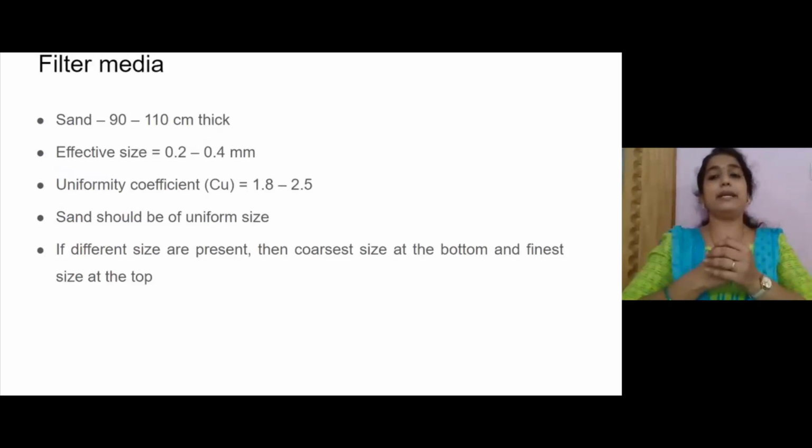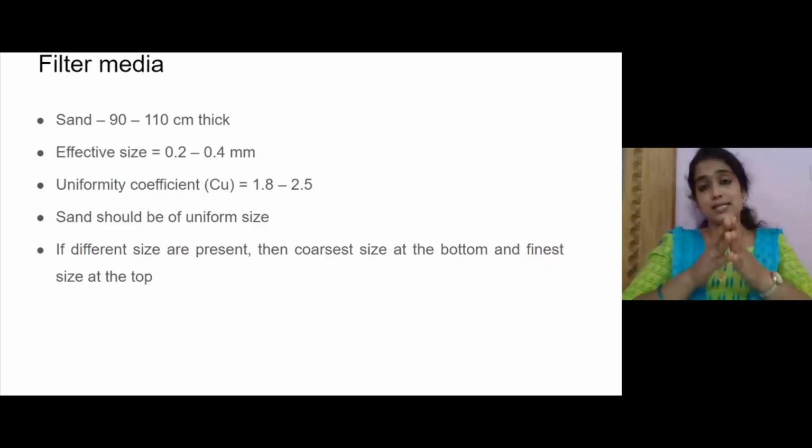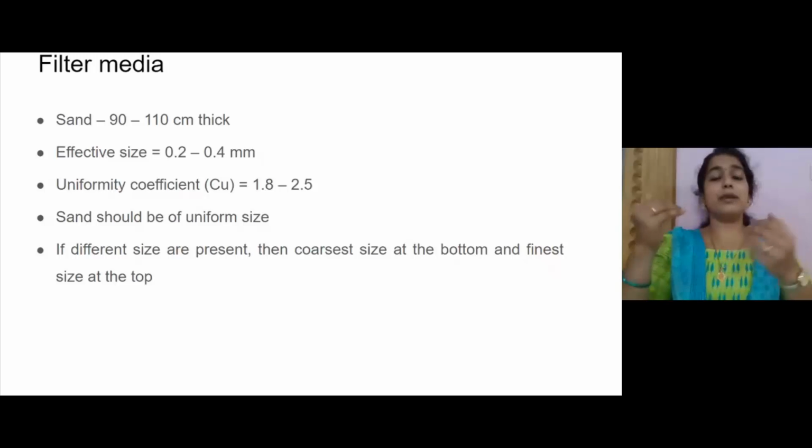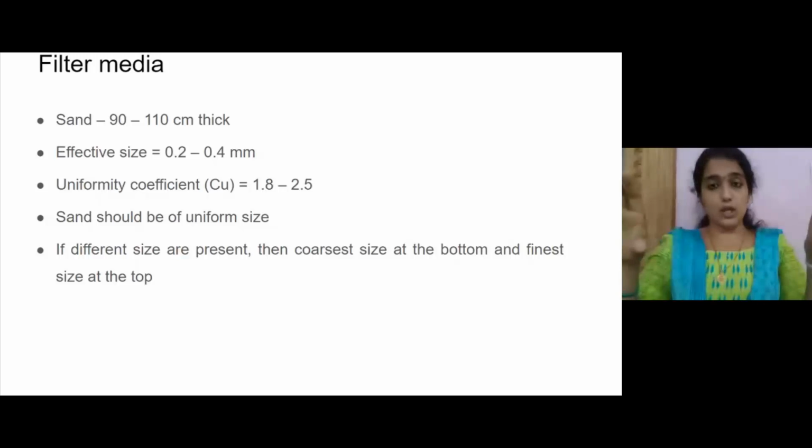Then the filter media. As we have already discussed, sand is the filter media, having a thickness of 90 to 110 centimeter, an effective size of 0.2 to 0.4 mm, and a uniformity coefficient CU of 1.8 to 2.5. The size of the sand should be uniform. If we are taking sand of different sizes, then the finest should be placed at the top and the coarsest at the bottom of the filter media.